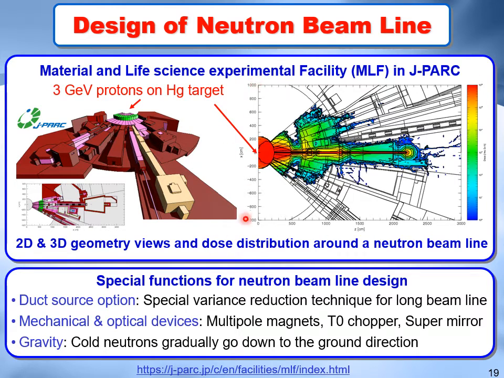For this simulation, we prepared several special functions, such as the duct source option, which is a special variance reduction technique for long beamlines, and consideration of mechanical and optical devices such as multiple magnets, T0 chopper, and supermirror. Even gravity can be considered because cold neutrons gradually go down toward the ground.